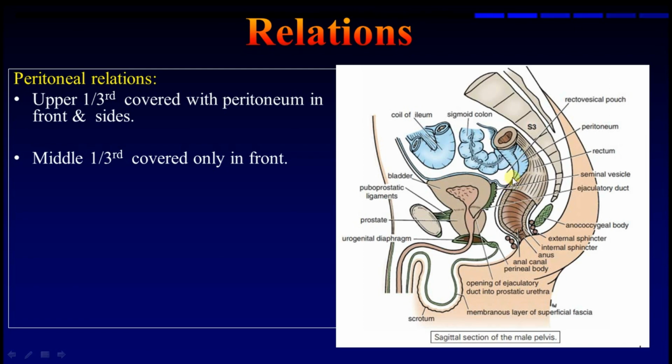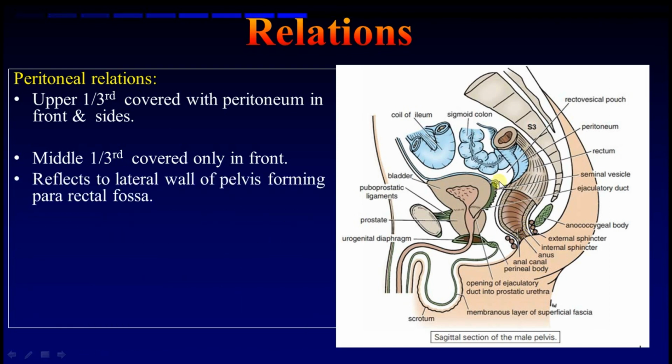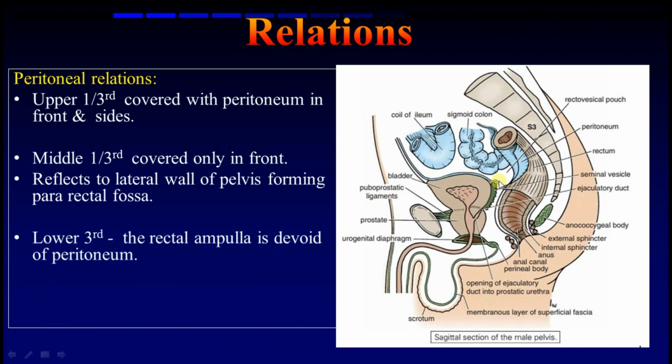The middle 1/3 is covered by the peritoneum only anteriorly, and then it reflects onto the bladder as the rectovesicular pouch. The lower end of the rectovesicular pouch is 7.5 centimeters from the anal opening. The lower third of the rectum, the dilated part called the rectal ampulla, is devoid of peritoneum.